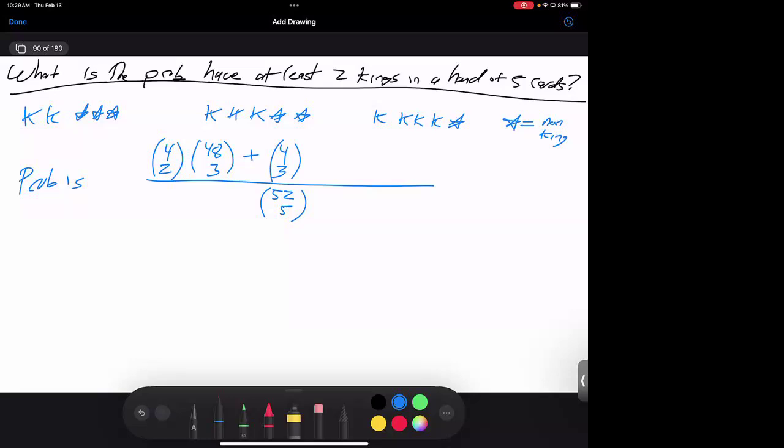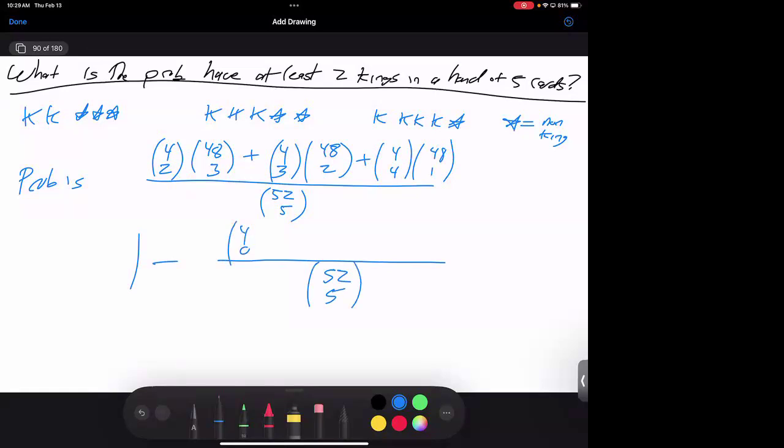It's still 48. And now how many do I have to choose? Or I could choose all 4 kings, and then I have to choose 1. There's another way to solve this problem. Does anybody know another way? I could do 1 minus the probability I choose no kings: 4 choose 0, 48 choose 5, plus 4 choose 1, 48 choose 4.